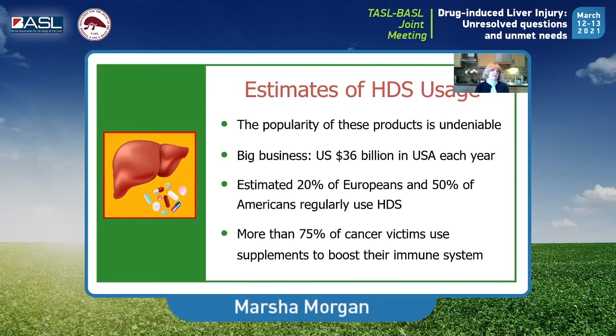The popularity of these products is undeniable, and it's big business. The revenue is $36 billion each year in the United States. We don't have exact figures on usage, but it's estimated that 20% of Europeans and some 50% of Americans regularly use HDS. Of interest, in a number of series, it's been noted that up to 75% of cancer victims will use supplements to boost their immune systems.